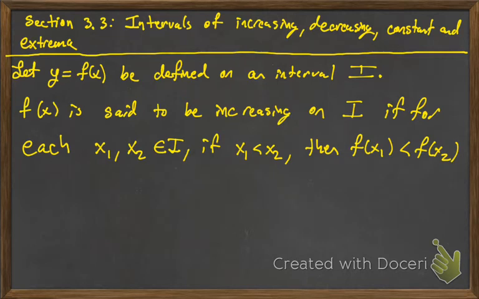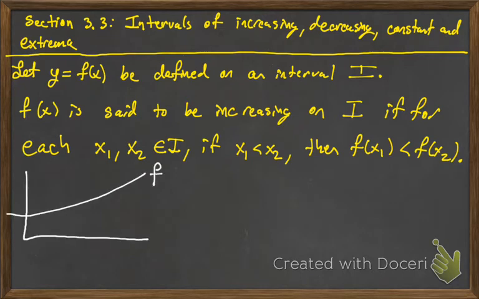If we let y equal f of x be defined on an interval I, f of x is said to be increasing on I if for each x1, x2, and then you see that funny looking e, that means element of or lives in. So for each x1 and x2 that are in the interval I, if x1 is less than x2, then f of x1 is less than f of x2. So we can draw a little picture to illustrate that.